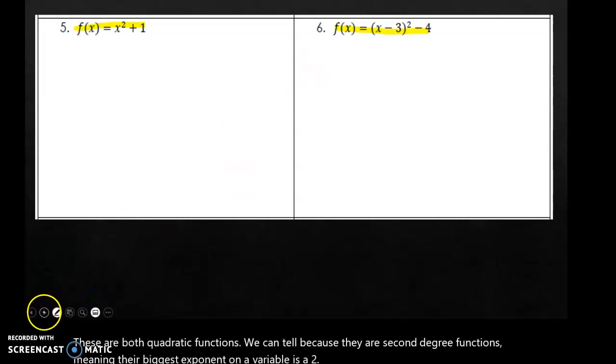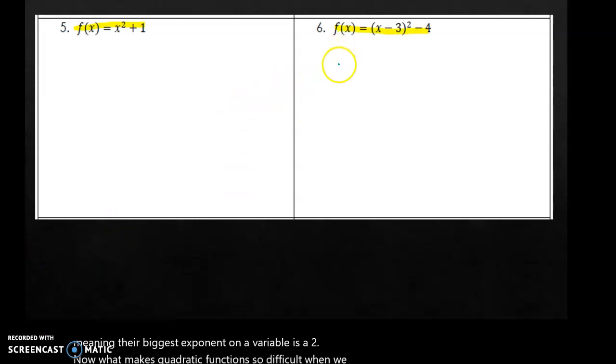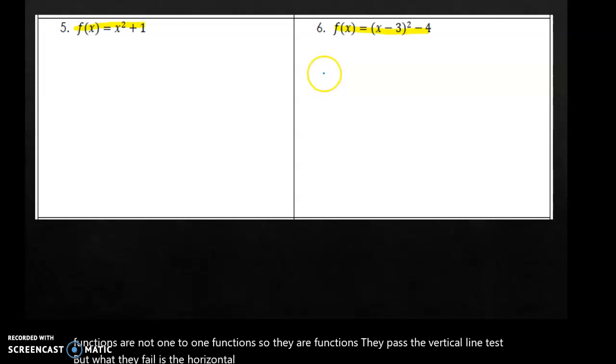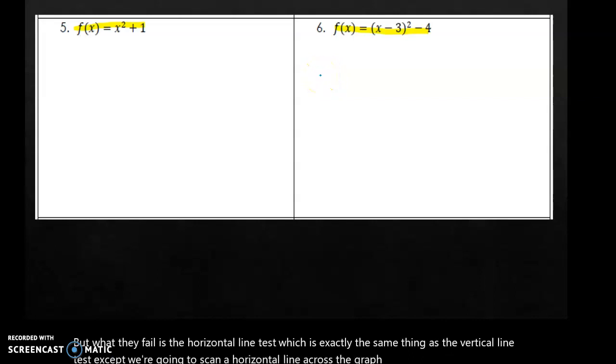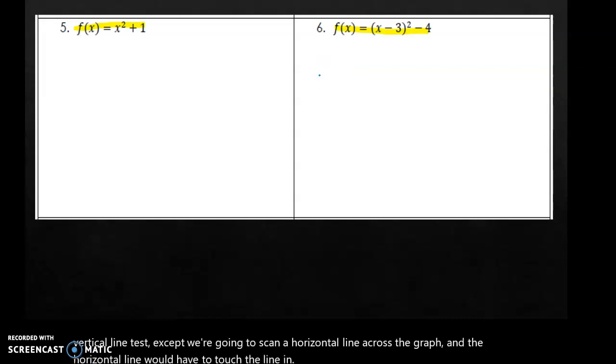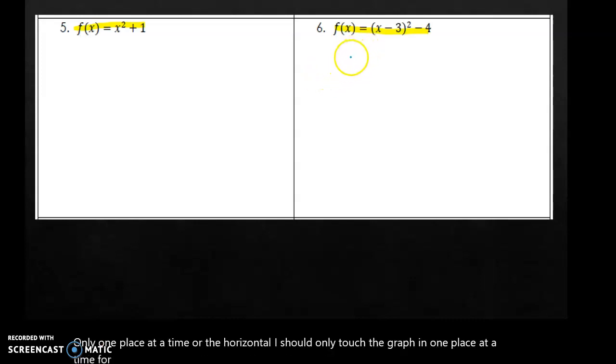Now, what makes quadratic functions so difficult when we talk about inverses is that quadratic functions are not one-to-one functions. So they are functions, they pass the vertical line test, but what they fail is the horizontal line test, which is exactly the same thing as the vertical line test, except we're going to scan a horizontal line across the graph, and the horizontal line should only touch the graph in one place at a time for it to be a one-to-one function.